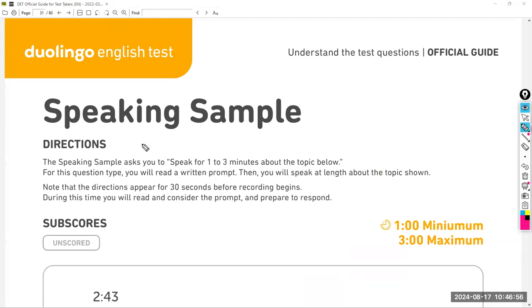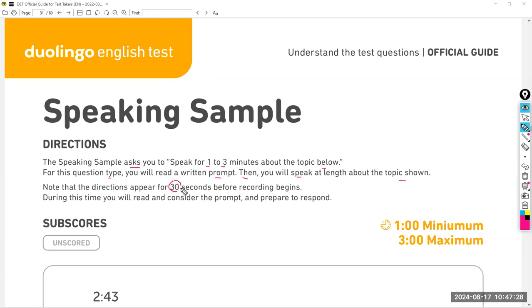So, speaking sample. The speaking sample asks you to speak for 1 to 3 minutes about the topic below. For this question type, you will read a written prompt. You will read two written prompts, and absolutely you have to choose only one just to speak about. Then you will speak at length about the topic shown. Note that the directions appear for 30 seconds.